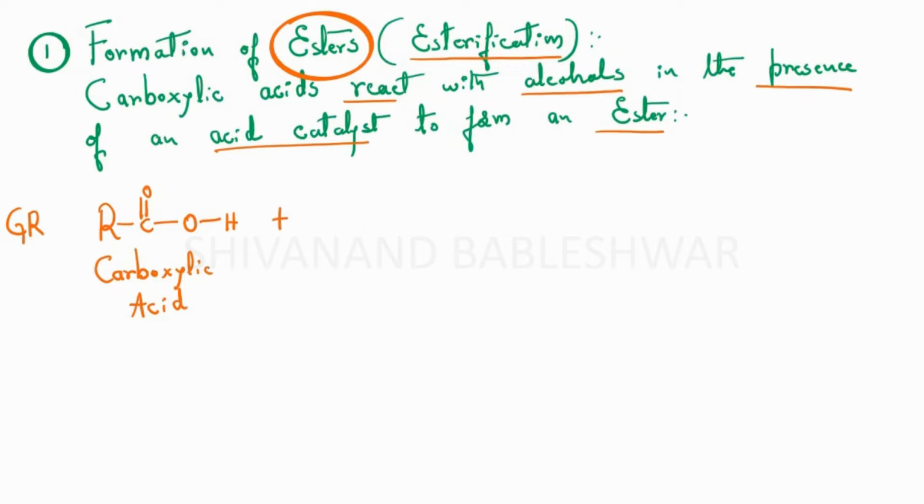I'll be writing in reverse manner so that it will be easy for us to understand the reaction representation. This will be under equilibrium, so the rate of forward reaction is equal to that of backward reaction, but here we have to carry it out in the presence of an acid catalyst. We are speaking of cleavage of the OH group.